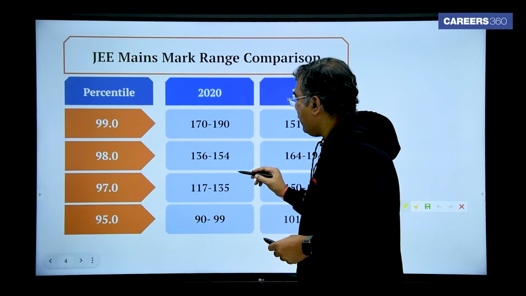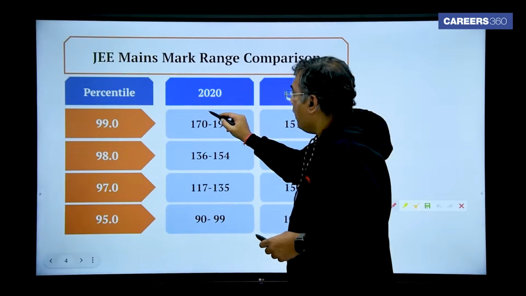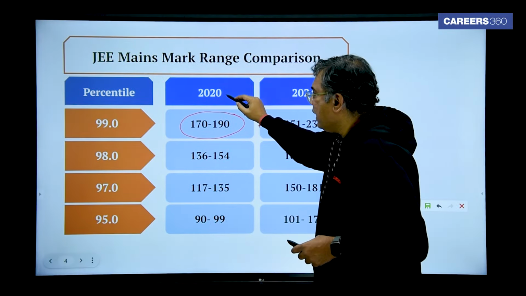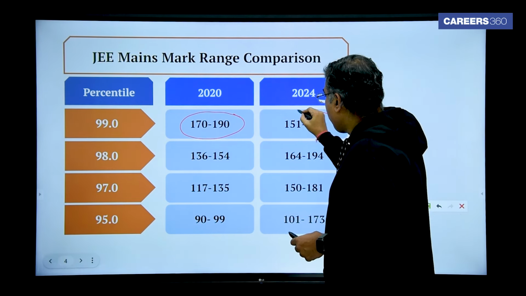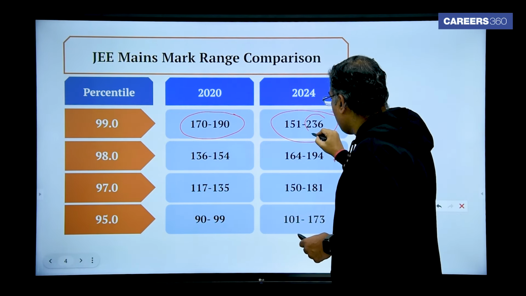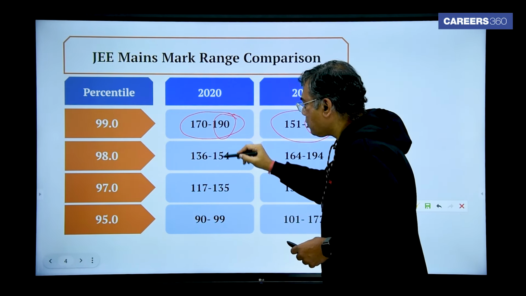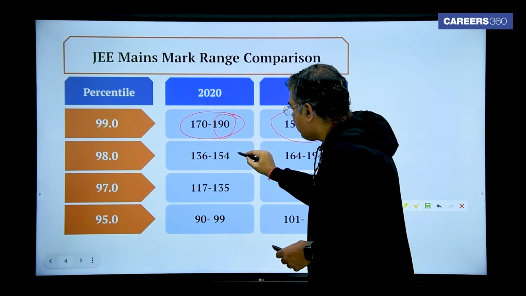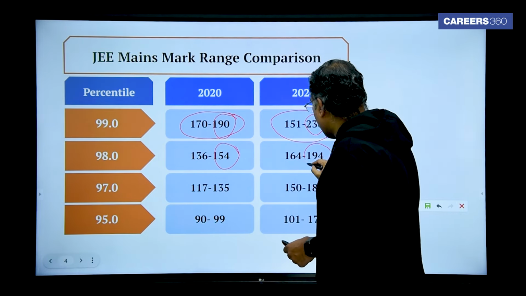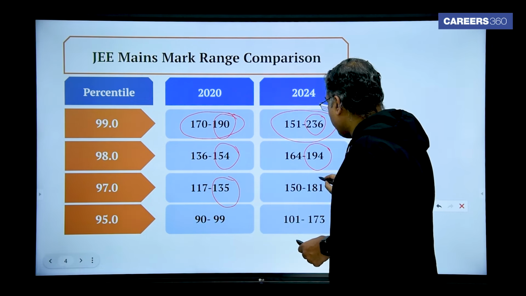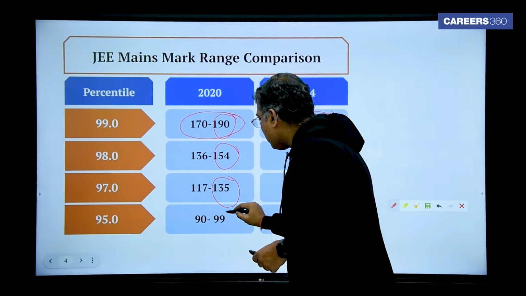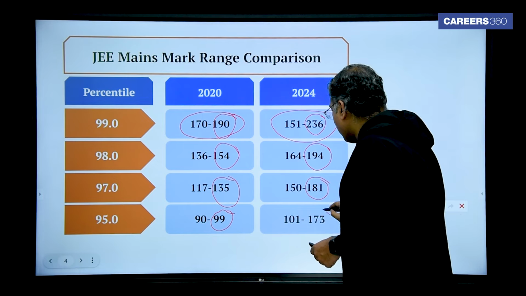When you look at the overall range, in 2020, at 99 percentile, you're getting a score between 170 to 190. This was in 2020 when there was no choice. But when there was choice, it was 151 and 236. You look at the highest score, 236 versus 190. At 98 percentile, it was 154 and 194. At 97 percentile, it was 135 and 181. At 95 percentile, it was 99 and 173.